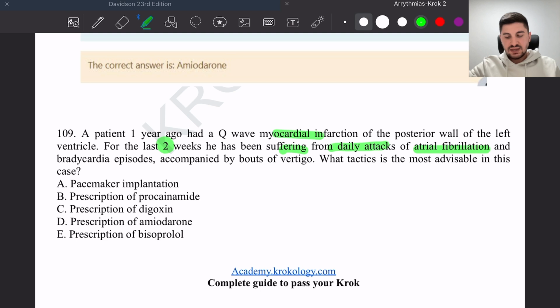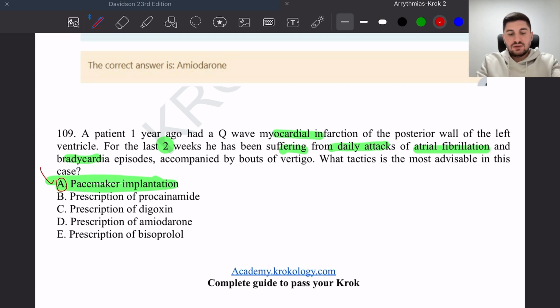Another question: this patient, having had a myocardial infarction, for the last 2 weeks has been suffering from daily attacks of atrial fibrillation. And this atrial fibrillation is causing bradycardia and sometimes vertigo. So this is a patient who's suffering from daily attacks. He needs something for long-term treatment. So don't tell me about drugs or cardioversion. He needs something long-term to get it back to the sinus rhythm. So this is a pacemaker implantation, which will always be attached to this patient's heart and will always convert it back to the sinus rhythm.